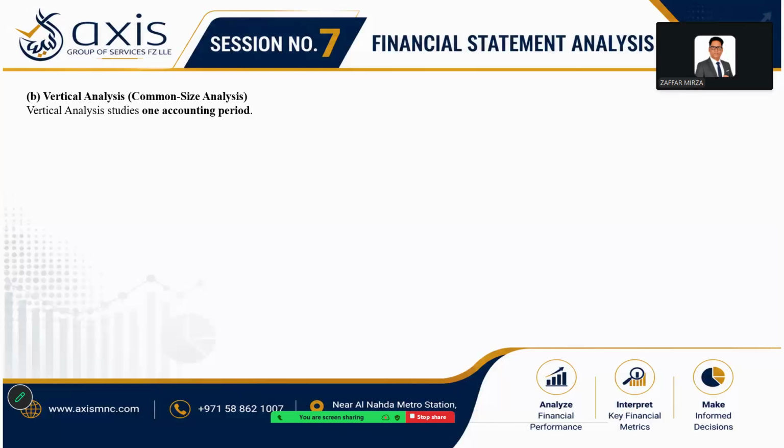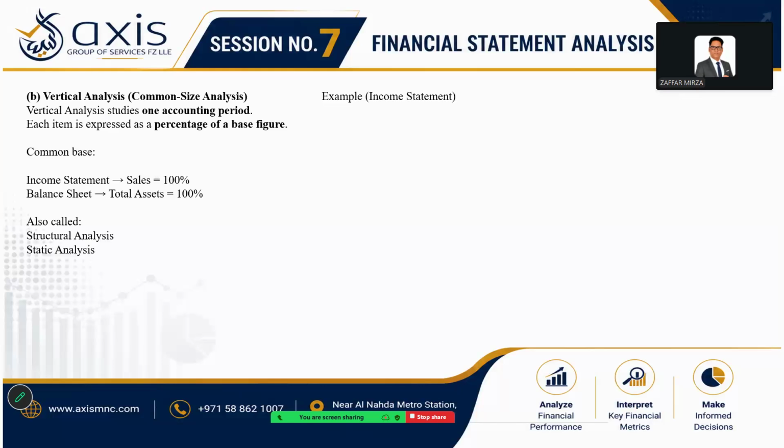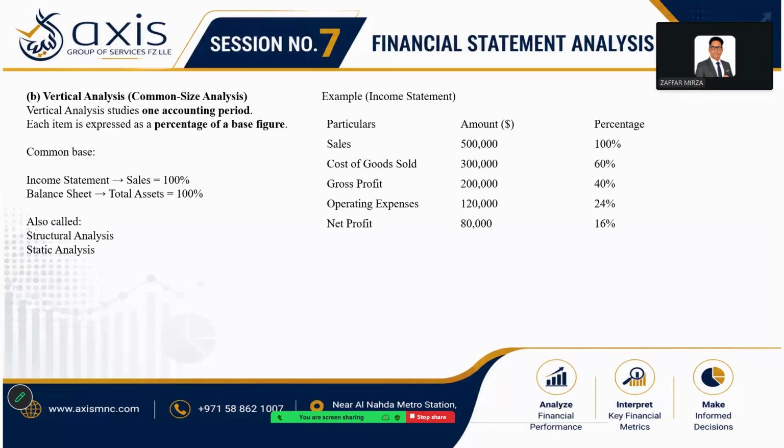But in vertical analysis, we study one accounting period only, one accounting period, but each item. This is the difference. Here, we are not comparing two years. When you are comparing two years, it is horizontal trend analysis. What is the formula? Current year minus previous year divided by previous year into 100.